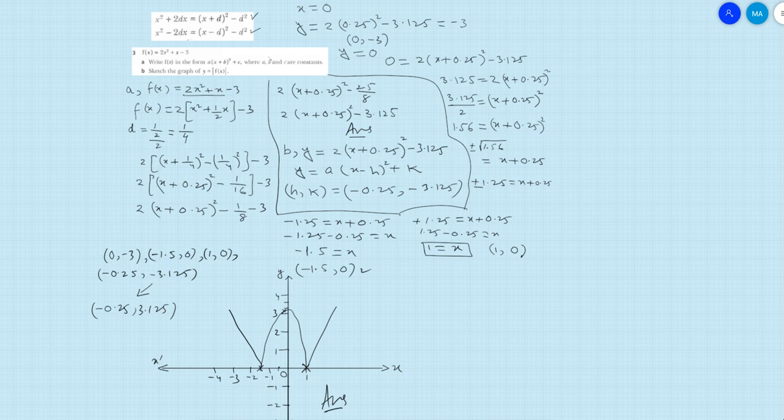This is the whole summary of question number 3. First, convert to perfect square form, and the second is sketch the graph of the absolute valued function. This is the final answer. Hope you understand question number 3. Now come to question number 4.